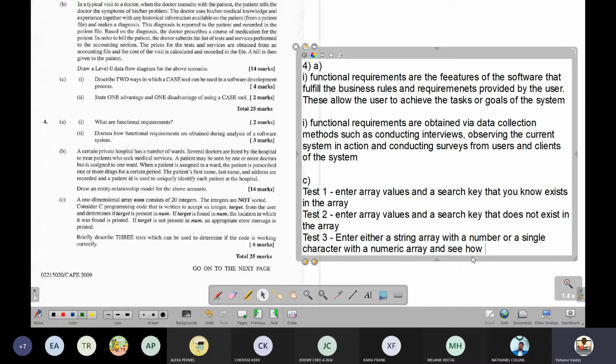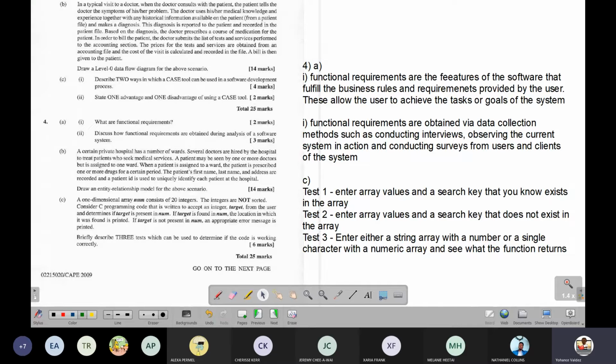All right. So enter a string with a number, a single character with a numeric array, and see what the function returns, right? Because if your code is working properly, then it should actually protect against such things. Okay.